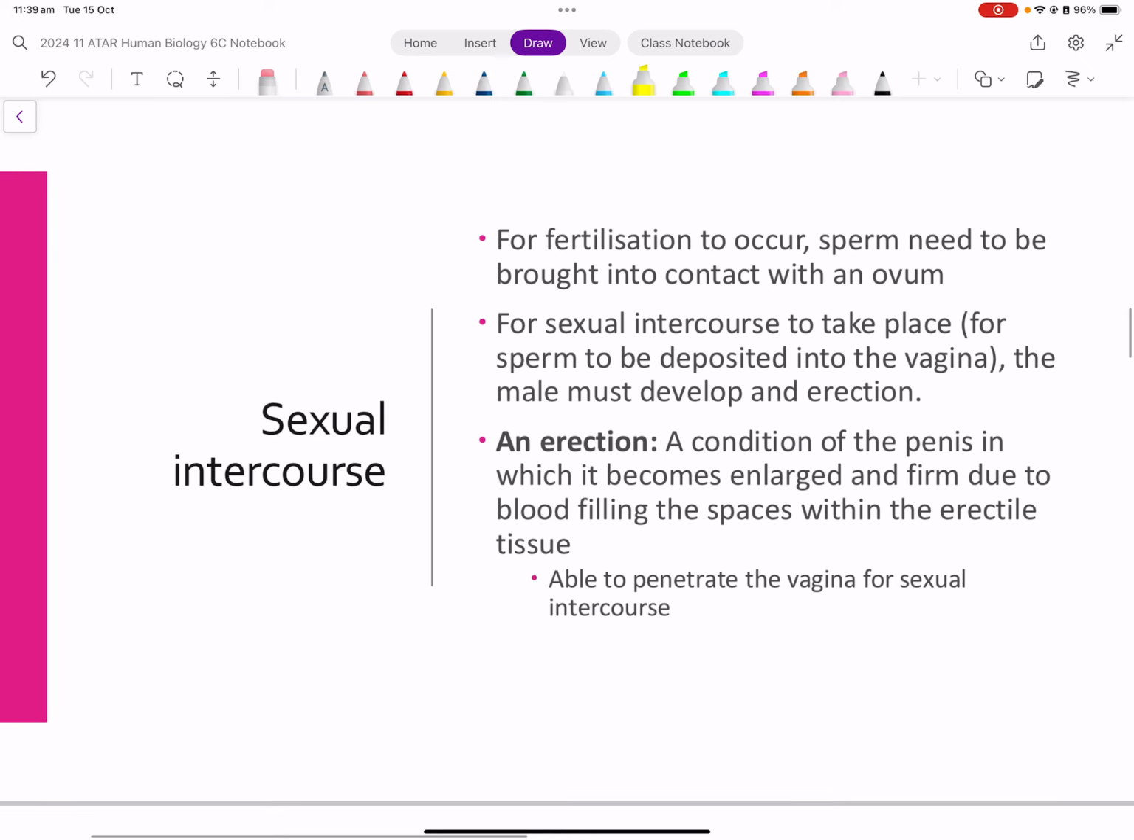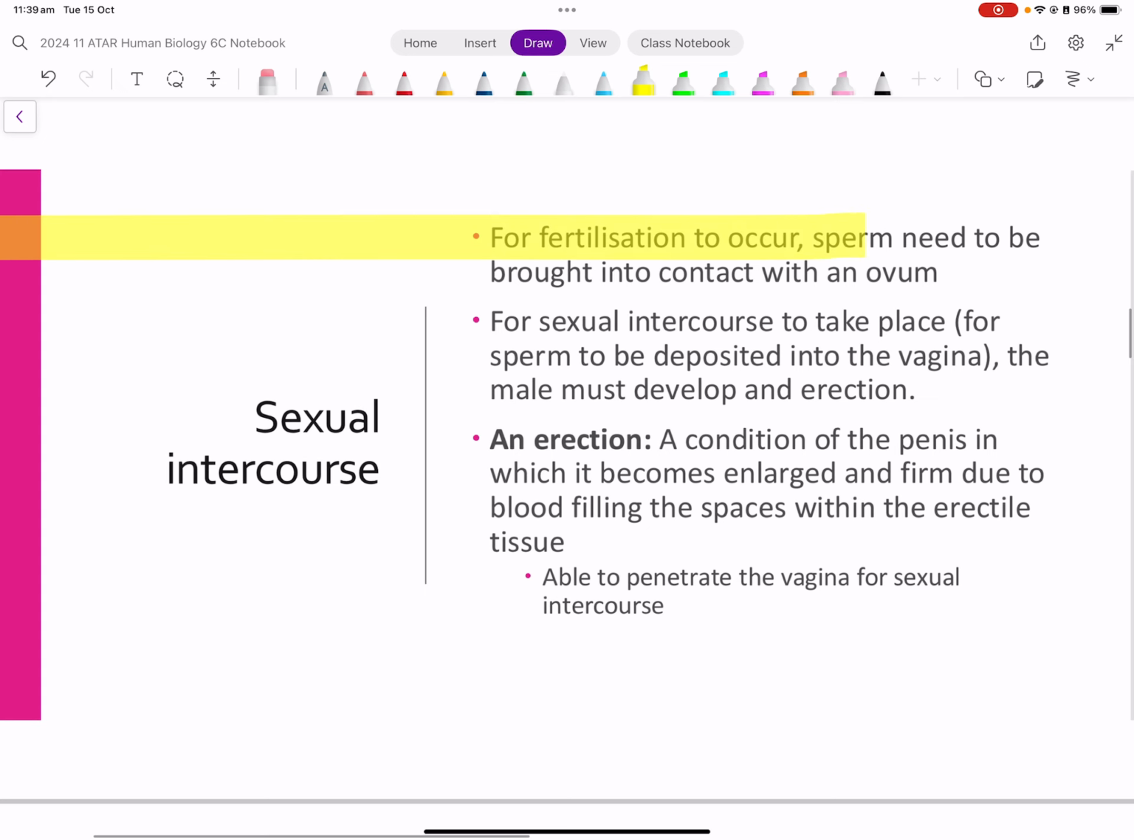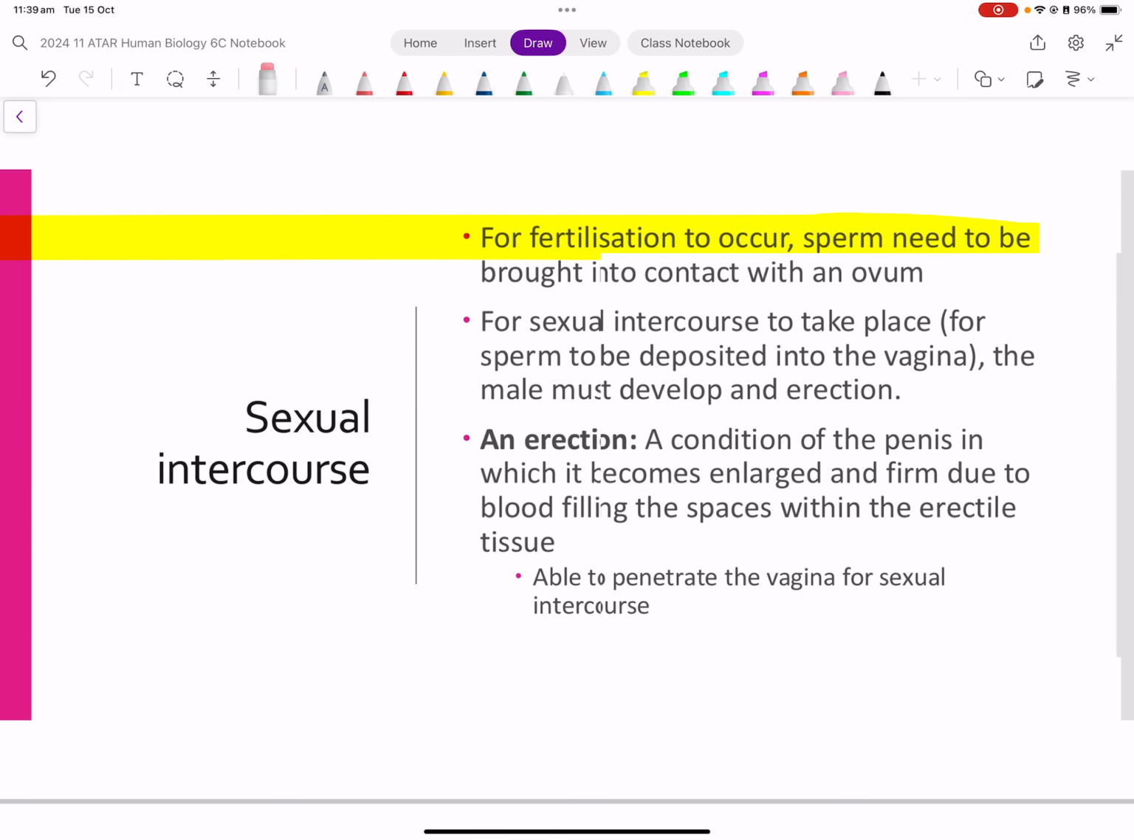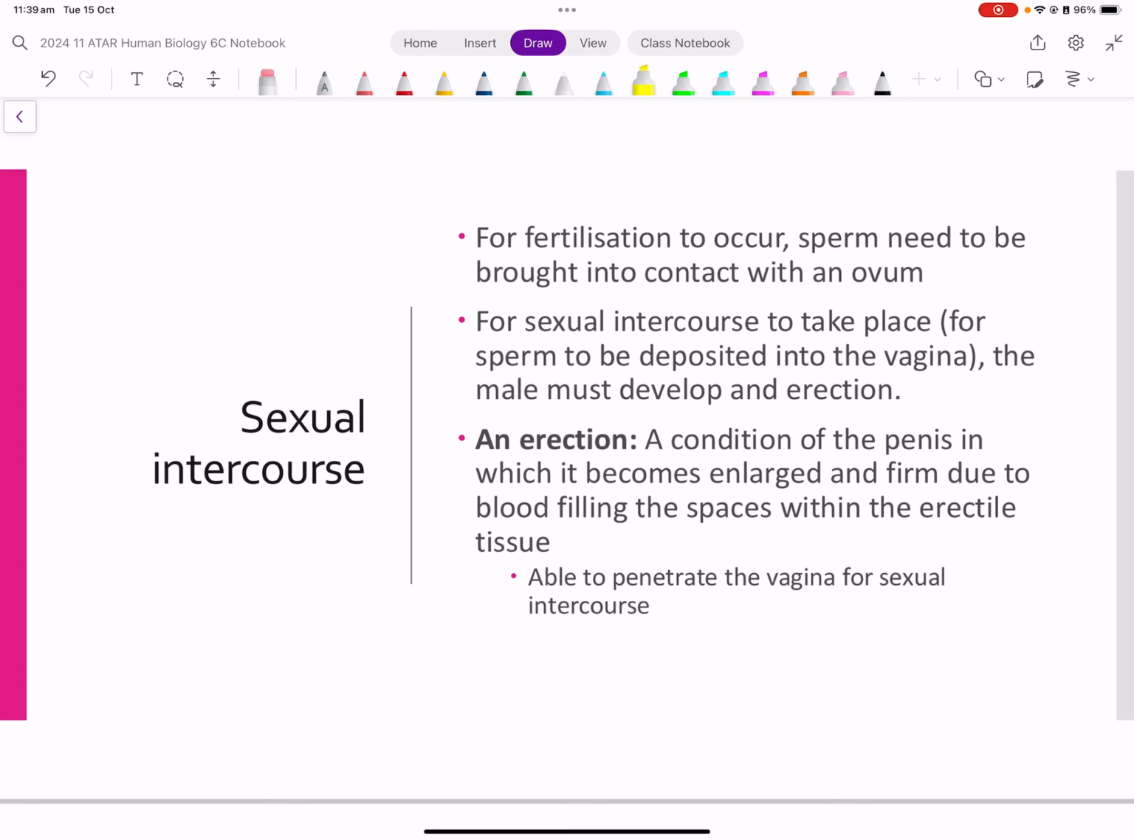So in order for fertilisation to occur, sperm need to be brought into contact with the ovum. And in order for that to take place, sperm need to be deposited into the vagina and the male must develop an erection. We've previously spoken, when we spoke about the male reproductive system, about what an erection is, but very simply it's where that spongy muscular tissue within the penis becomes engorged with blood and it allows it to penetrate into the vagina for sexual intercourse.